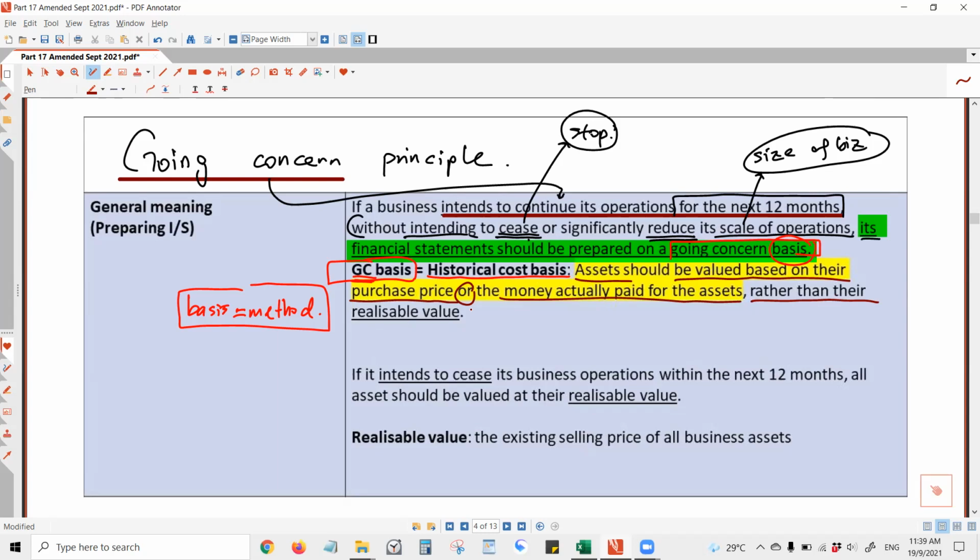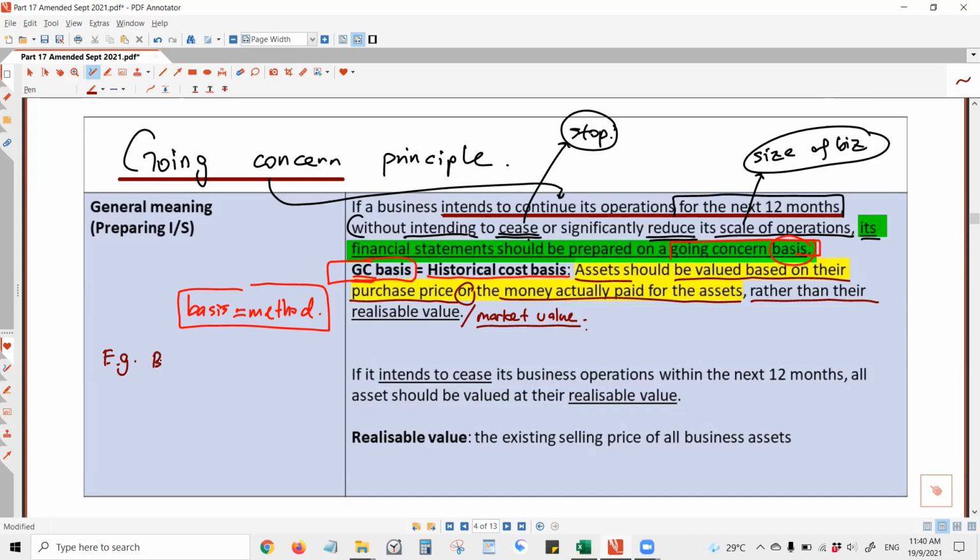Realizable value, you write down another term for it. Realizable value means market value. I'm going to show you an example for this one. It says assets should be valued based on their purchase price rather than their realizable value.